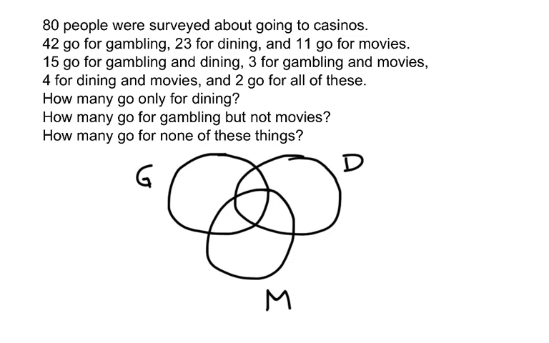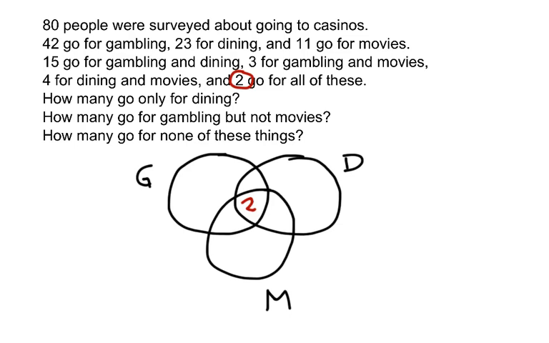Remember, we start with the intersection. So when we have a 3-circle diagram, we want to start in the very middle with the intersection of everything. And we're told that 2 people go for all of these reasons. So the first thing we'll do is put those 2 people in there in the middle.